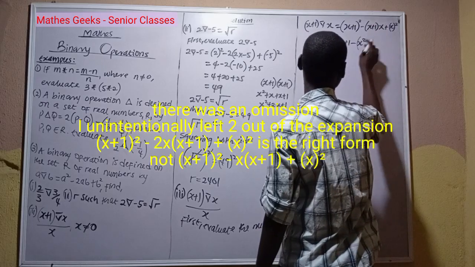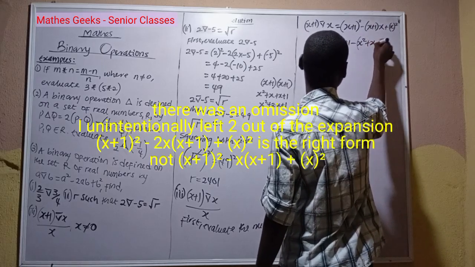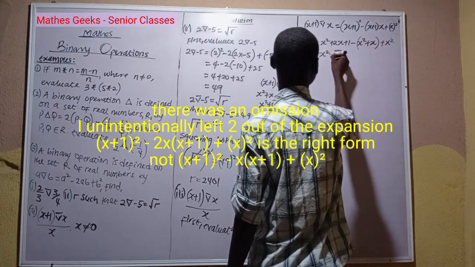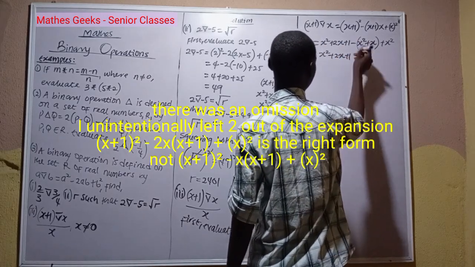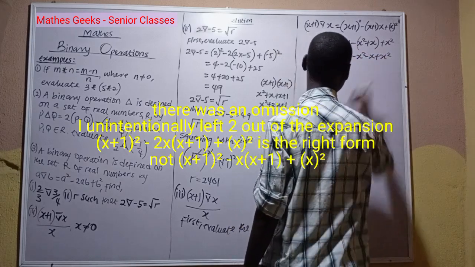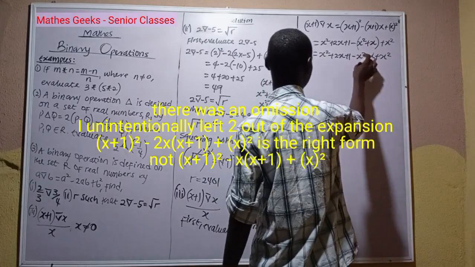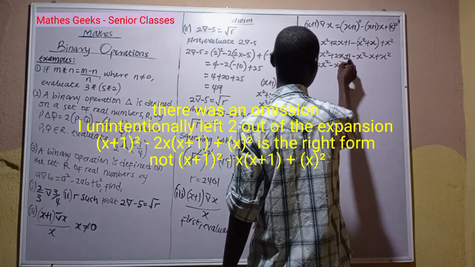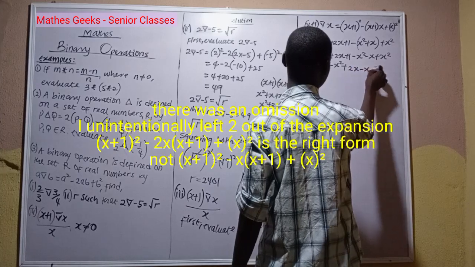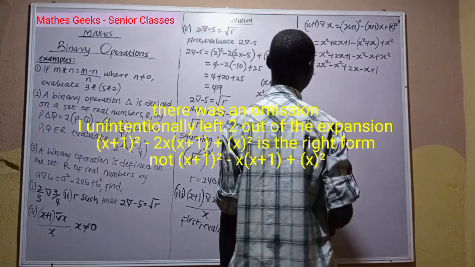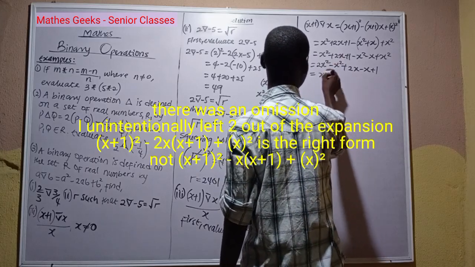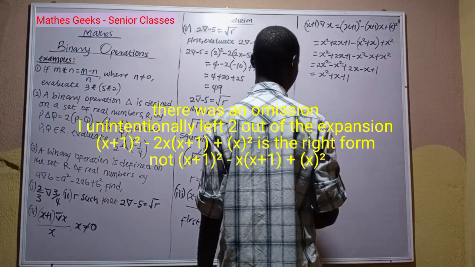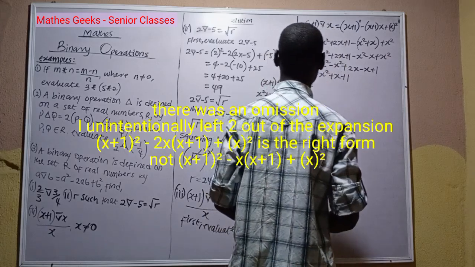Minus 2 times x times x, which is 2x squared, I mean minus 2x squared minus 2x, plus x squared. So x squared plus 2x plus 1 minus 2x squared minus 2x plus x squared. x squared minus 2x squared plus x squared is 0, and 2x minus 2x... Working it through, we get x squared plus x plus 1.